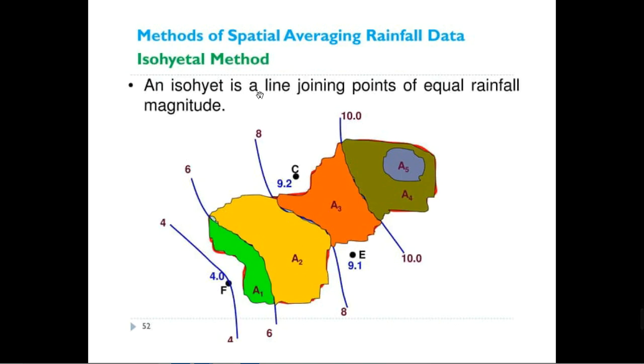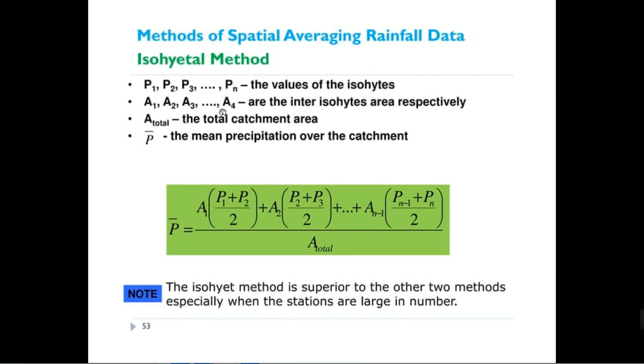An isohyet is a line joining points of equal rainfall magnitude. P1, P2, P3, ... Pn are the isohyet values. A1, A2, A3 are the inter-isohyet areas respectively, and A is the total catchment area. P bar is the mean precipitation over the catchment.